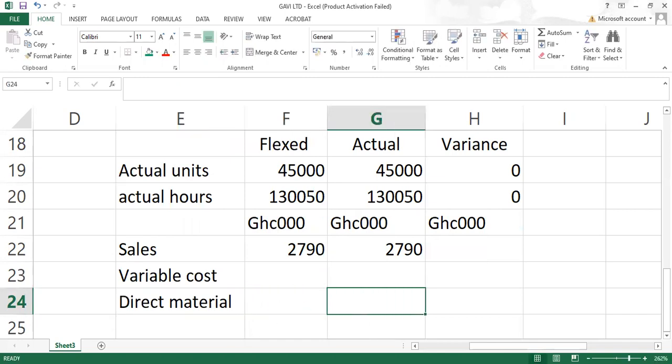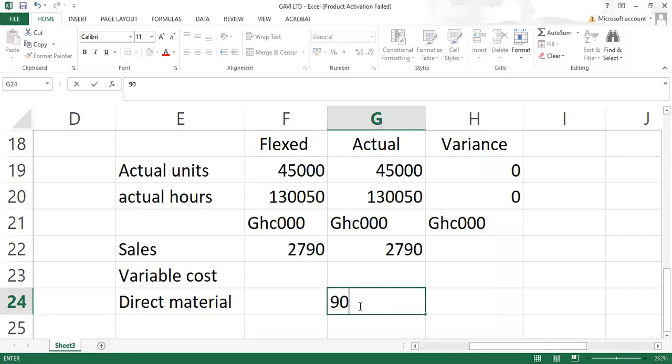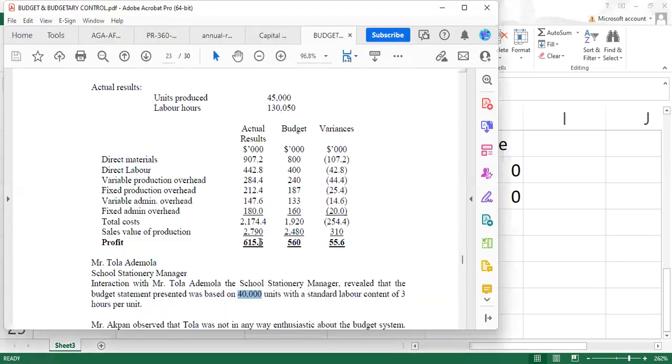The actual, you just come and pick the figures for the actual. The actual is 907.2. So we have to find the cost that we should have incurred before. How much was determined as 900.